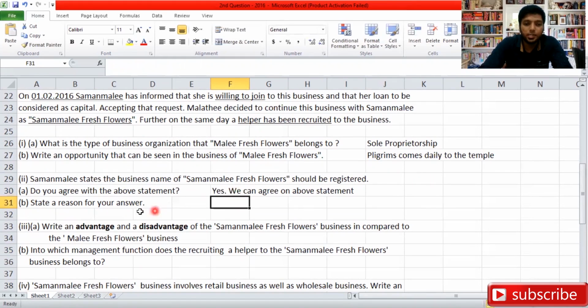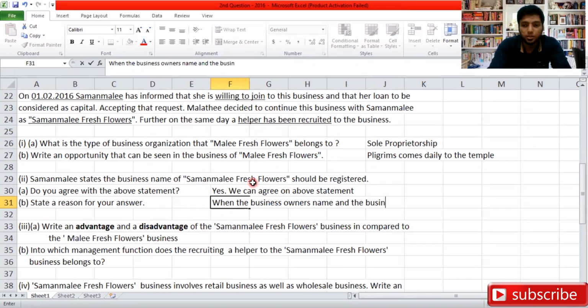Then we have to state the reason for your answer: because the name has changed. Initially, the business name and the people who are starting the business are different, because we can't say Saman Mali and Malath, they have said like that. Even if they're using one person's name on the business, then of course you don't need to register. But if a different name is used, like fresh flower is a different term, then you need to register. You can say when the business owner's name and the business name are different, the business should register.